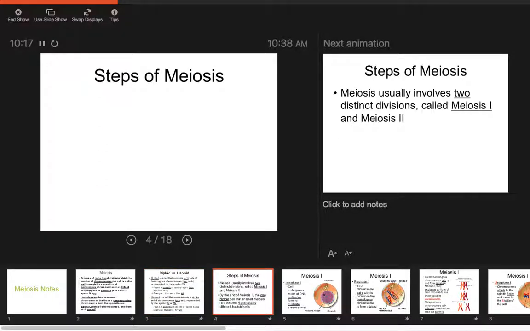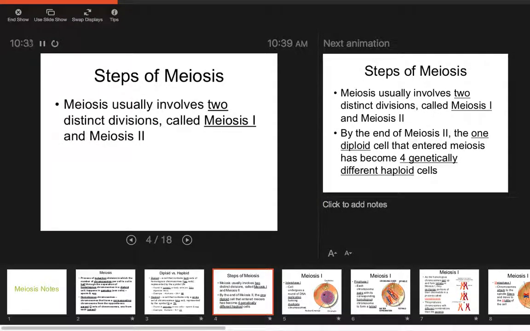Now let's start looking at the actual steps of meiosis. This is where it'll go a little bit quicker because it's really similar to the steps of mitosis. You're going to see a lot of the same stuff. It involves two distinct divisions. Think about it like the first movie and then a sequel. Meiosis 1 is the original, meiosis 2 is the sequel. Prophase, metaphase, anaphase, telophase happens once, and then prophase, metaphase, anaphase, telophase happens again. That's meiosis 1, that's meiosis 2.